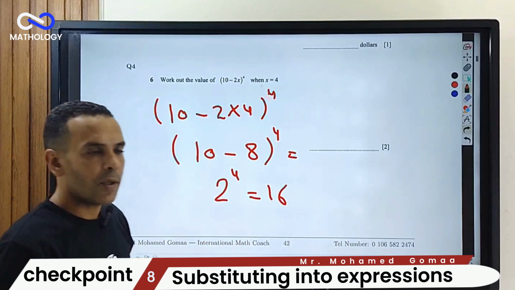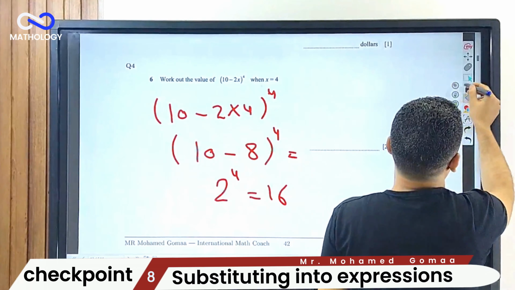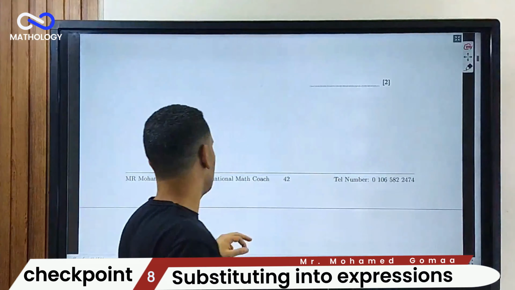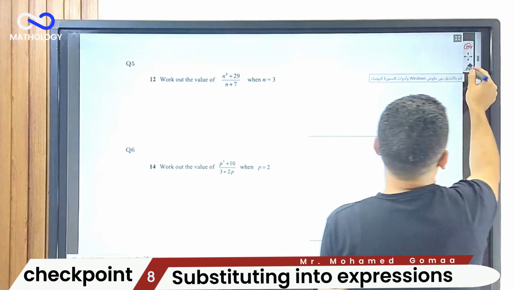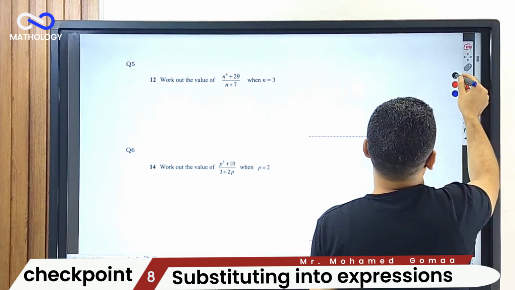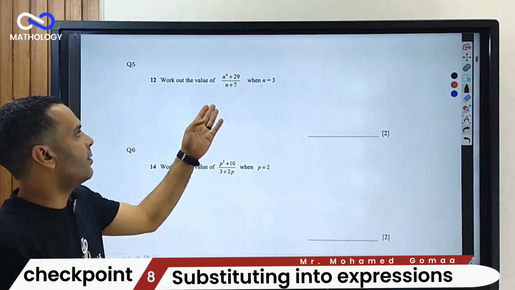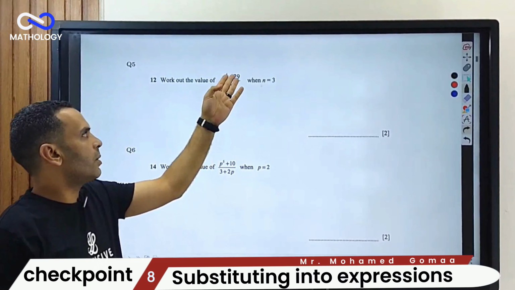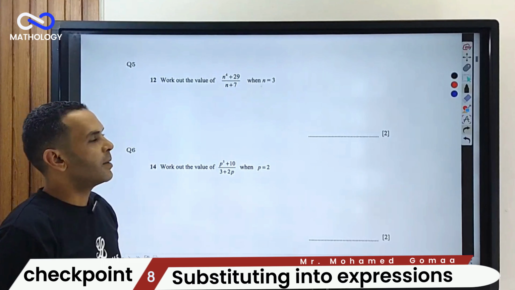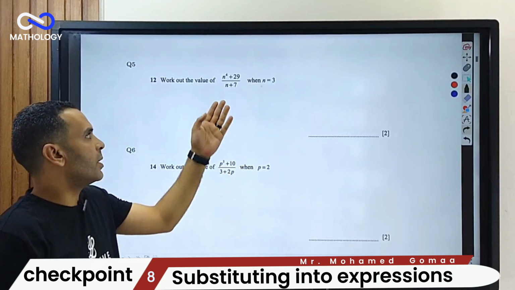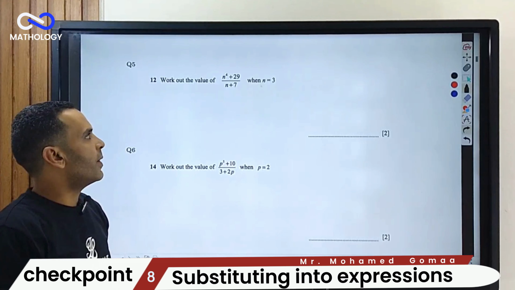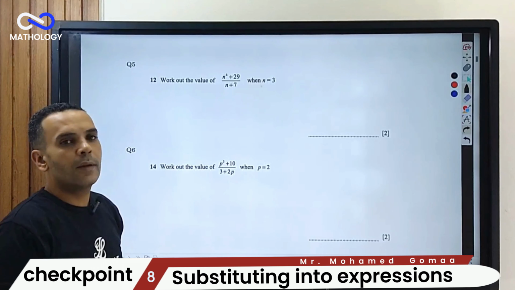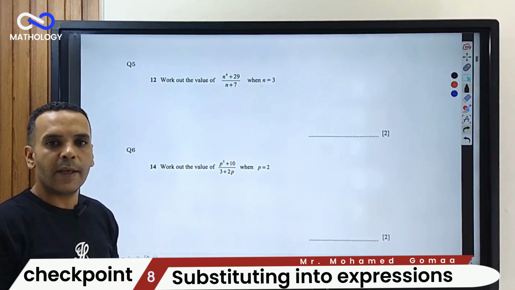Substituting an expression. Replace the letter with the number. Another question like this one. Work out the value of the algebraic fraction. We have a fraction, numerator and denominator. The numerator is an algebraic expression and also the denominator is an algebraic expression. We want to get the value of the expression when n equals 3.